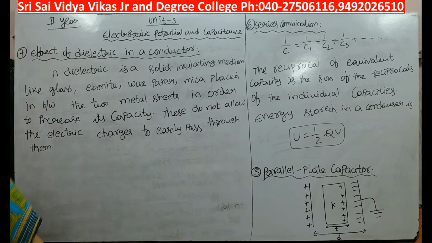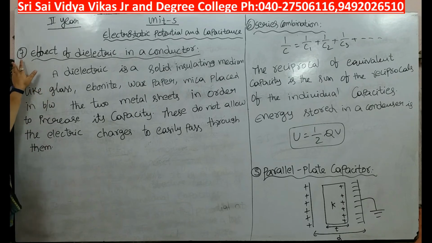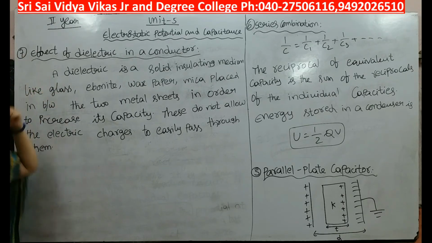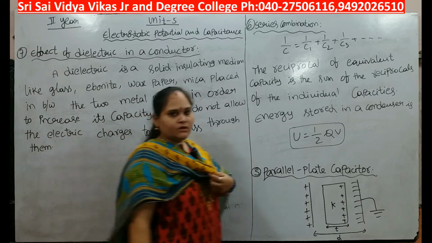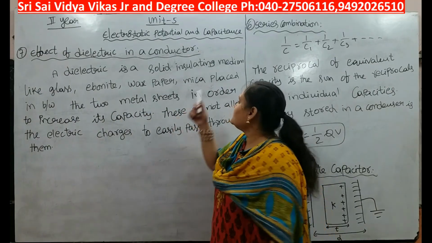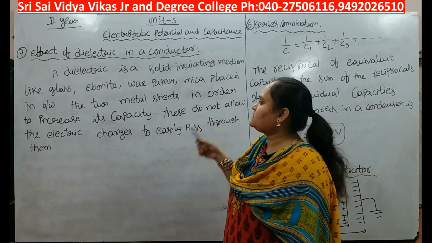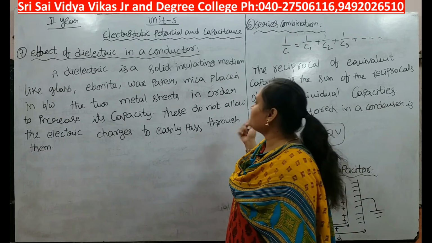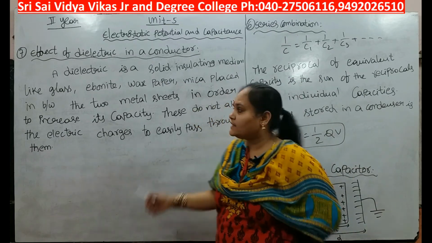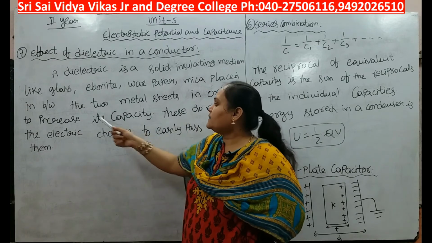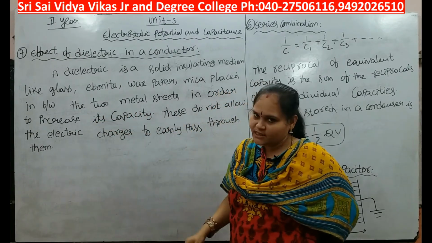Next one is the effect of a dielectric in a capacitor. A dielectric is a solid insulating medium. Insulating means they do not allow electric current. Insulating media like glass, ebonite, wax paper, mica. These are all dielectric materials placed in between the two metal sheets.